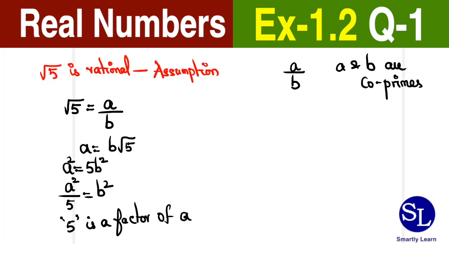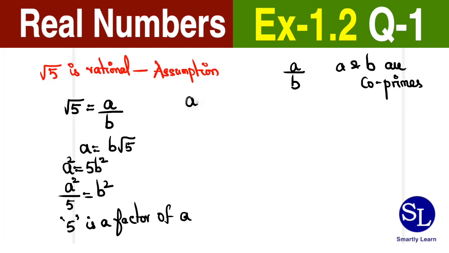Now, the next step is to prove that 5 is also a factor of b. Once I say there is a common factor here, then I can disprove the claim that a and b are co-primes. Therefore, I can go back to the statement that root 5 is not rational. So let's find out if b also has 5 as a factor. So now I said that a is divisible by 5.